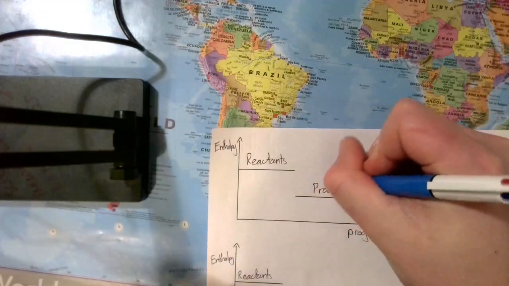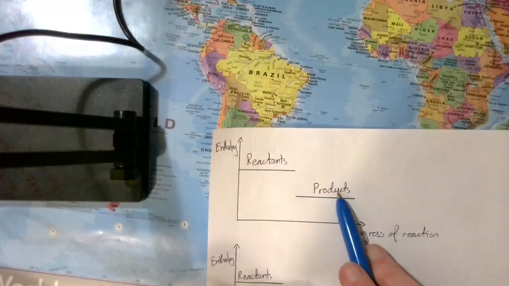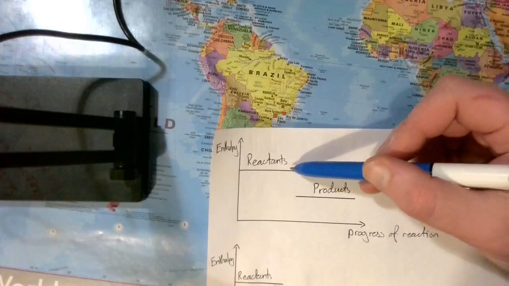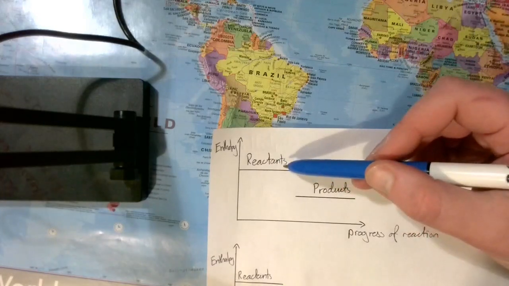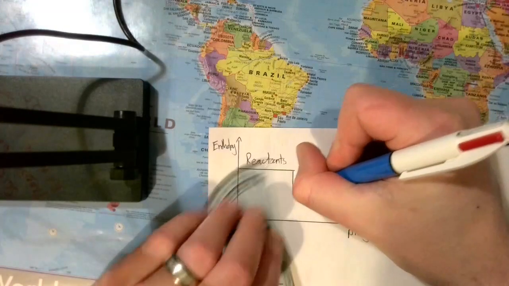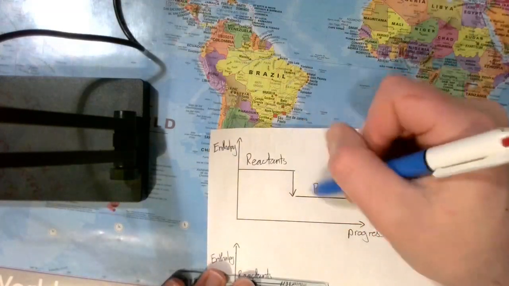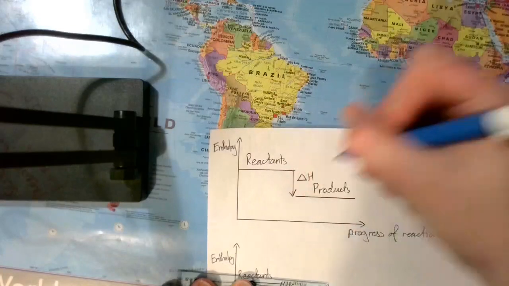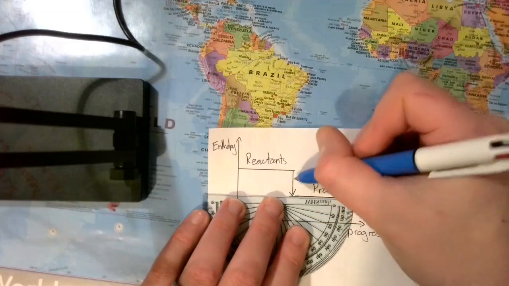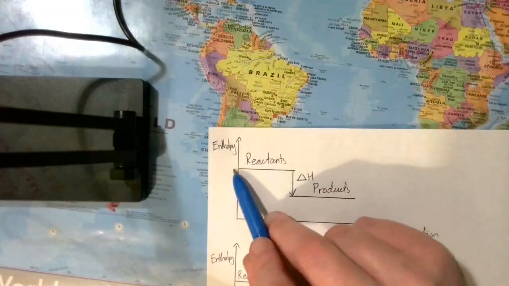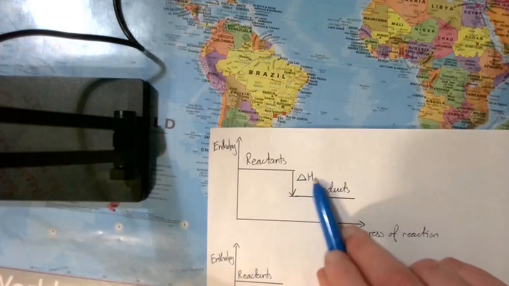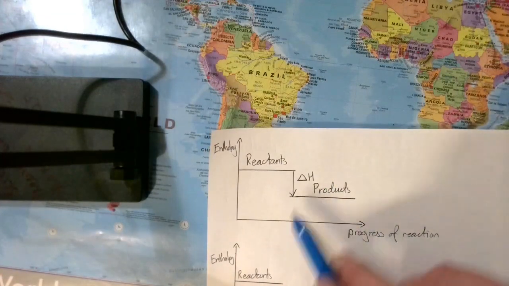in this reaction, the products have got less energy than the reactants. That means that energy must be transferred from the system to the surroundings. This difference between the two sets of chemicals is the delta H. It's the change in enthalpy. Again, we can't put an absolute number on this, nor this, but we can measure what's coming out.